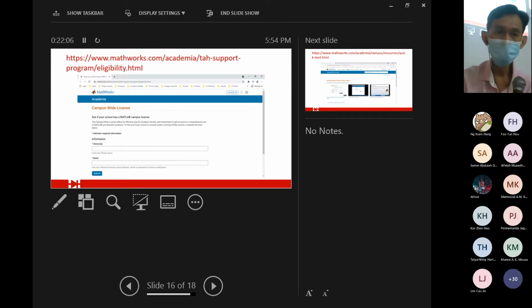So now about installation. UCSI has subscribed to a campus-wide license for this MATLAB. As long as you use your student ID, you cannot use Gmail or Hotmail. You go to this website, type your university, UCSI University, type your email and submit, and it will tell you whether your email is eligible to install full license MATLAB or not. By theory, you should be okay.